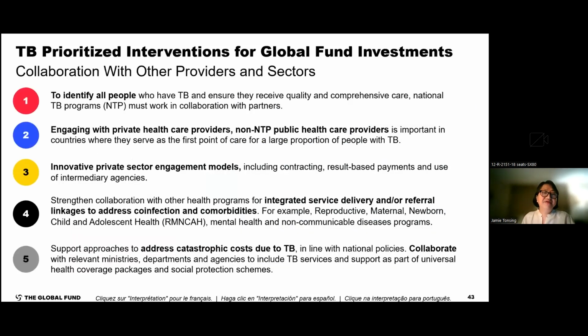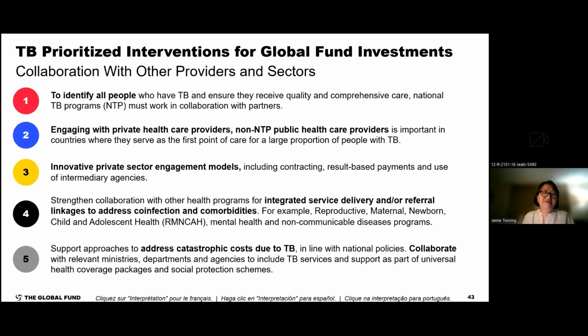This is on collaboration, and I think we all know that, for example, in many high TB burden countries, more than half of the people with TB seek care in the private sector. So it is critical to engage the private sector. There are interesting, innovative models that are now being used, including contracting, results-based payment, and intermediary agencies. Please think of those if you are in a country with a high private sector setting.